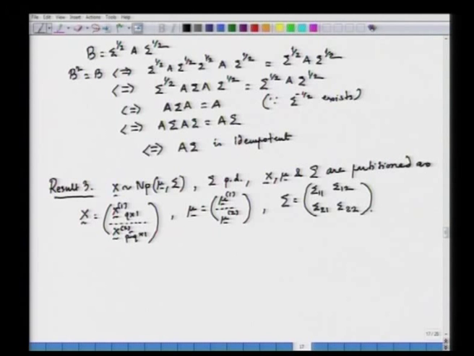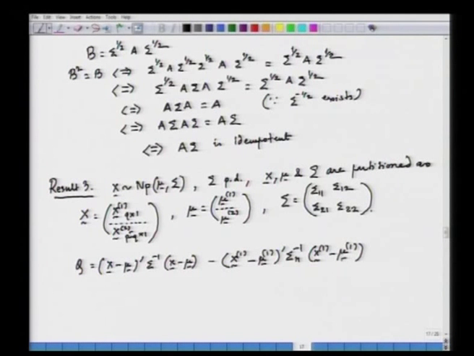The result says that the difference between the two quadratic forms is as follows. The first quadratic form is x minus mu transpose sigma inverse x minus mu, that is whatever appears in the PDF of the multivariate normal distribution. Well, we have already considered the distribution of this quadratic form. Now, we are going to consider the difference of this with some other quadratic form, that is x1 minus mu 1 transpose sigma 1 1 inverse x1 minus mu 1, and this difference is going to follow a central chi-square with p minus q degrees of freedom.